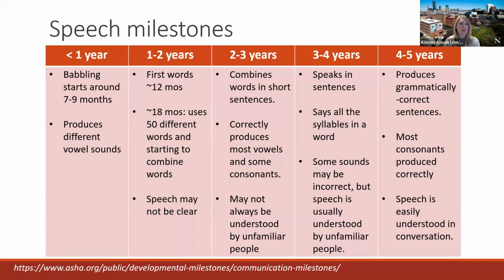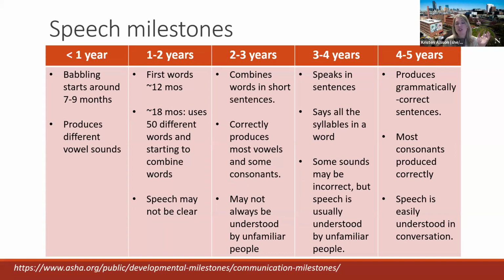First words typically appear around 12 months, and by 18 months, children should be using about 50 different words and starting to combine words. But at that point, their speech may not yet be clear. Between 2 and 3 years of age, children should be able to correctly produce most vowel sounds and some consonant sounds, and they're starting to produce more short sentences. But they may still have a bunch of speech errors at that age, and they may not always be understood by unfamiliar people.